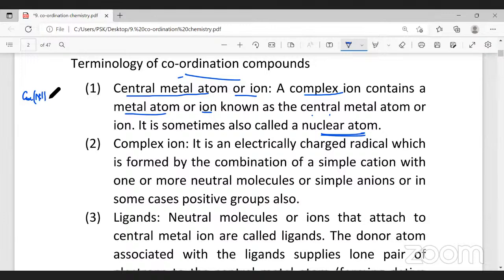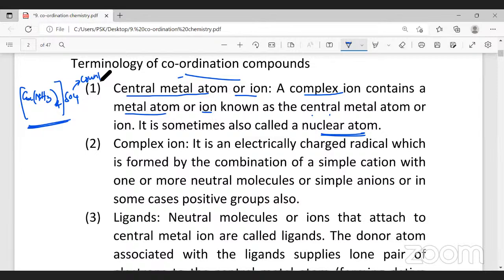For an example, if I take [Cu(NH3)4]SO4, what is in the square bracket is called the complex. The other one, outside the square bracket, is called a counter ion. The sulfate is a counter ion.